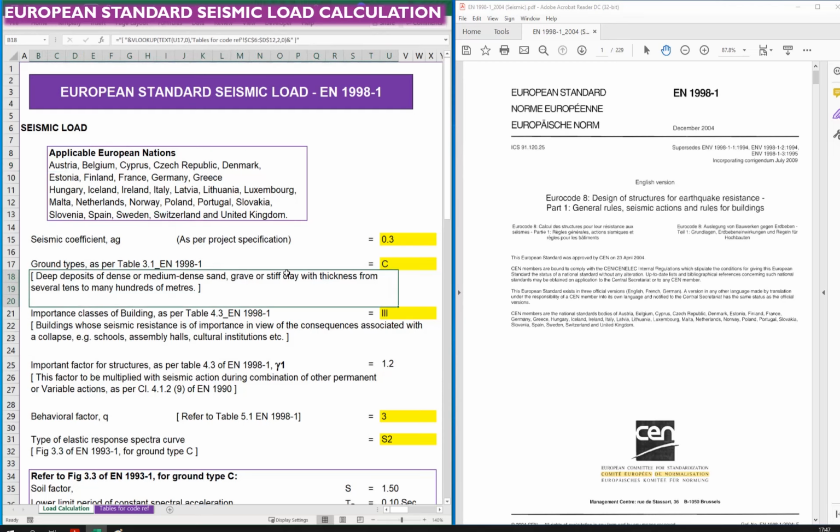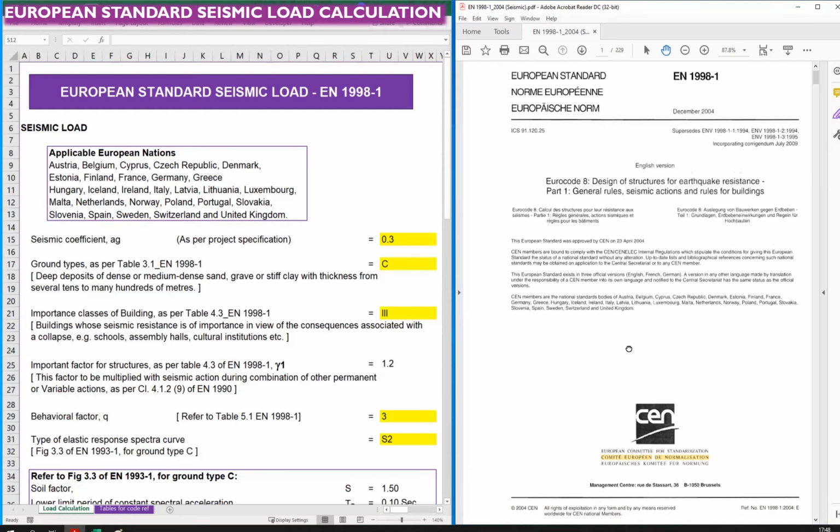Generally, these European standards are developed by various members of the European nations. So this code is applicable for most of the European nations, such as Austria, Belgium, Cyprus, Czech Republic, Denmark, Estonia, Finland, France, Germany, Greece, Hungary, Iceland, Ireland, Italy, Latvia, Lithuania, Luxembourg, Malta, Netherlands, Norway, Poland, Portugal, Slovakia, Slovenia, Spain, Sweden, Switzerland, and UK.